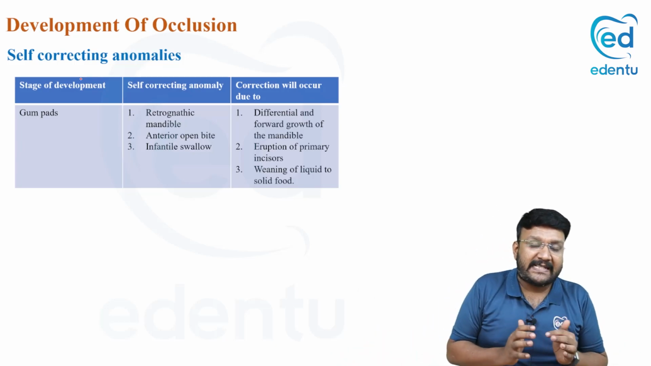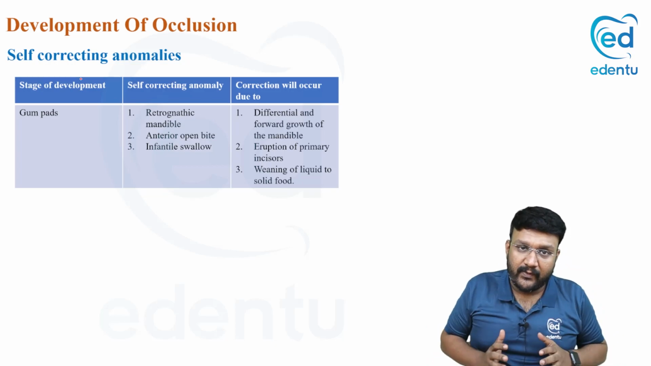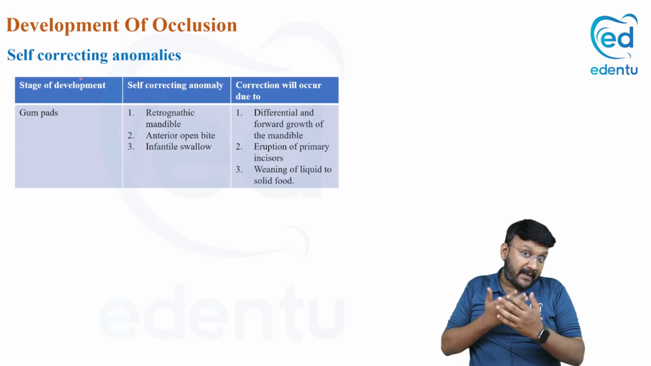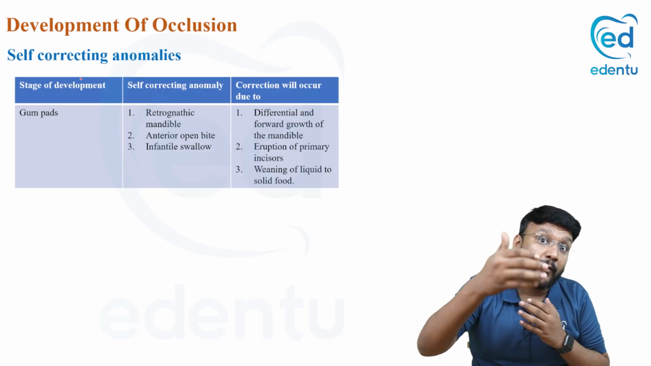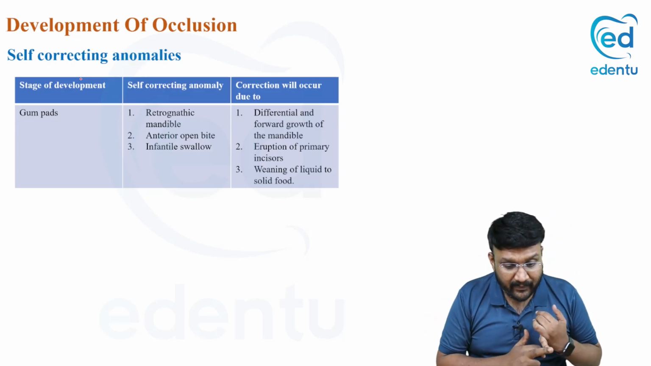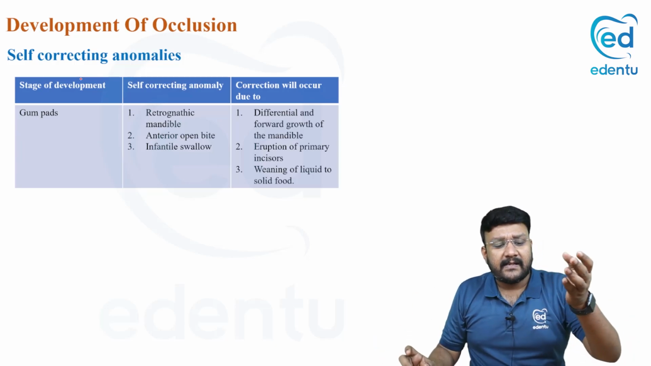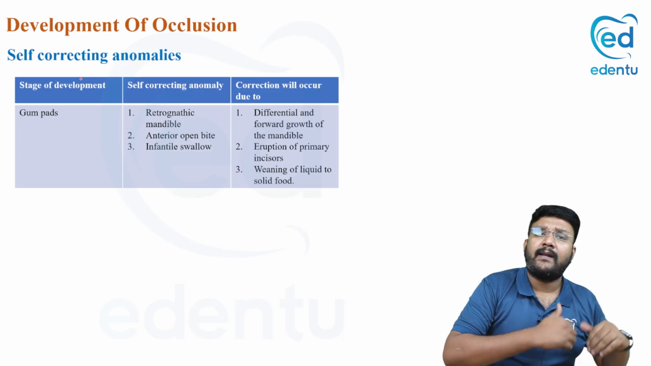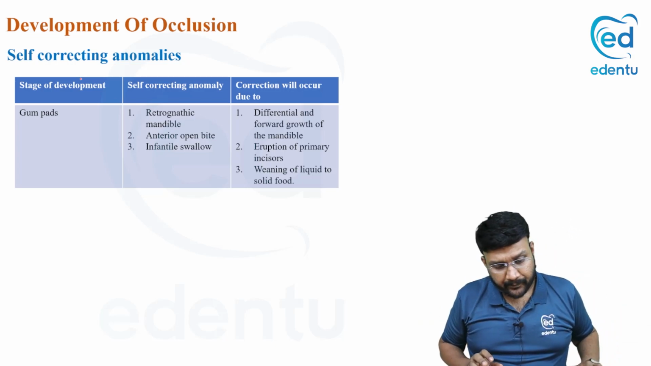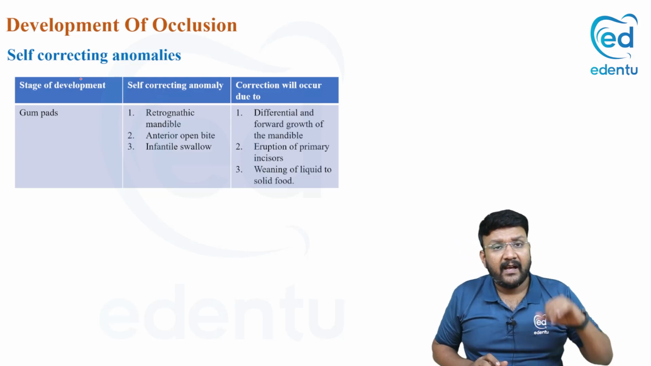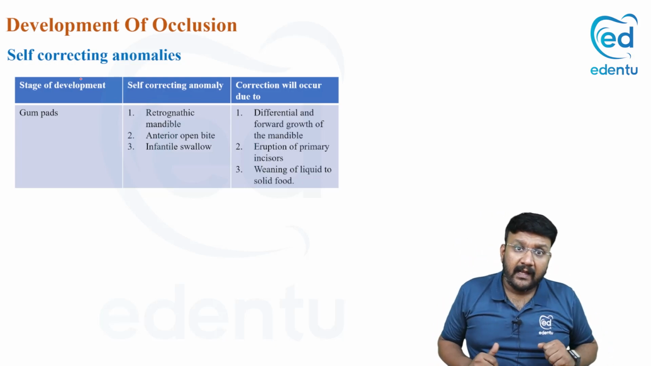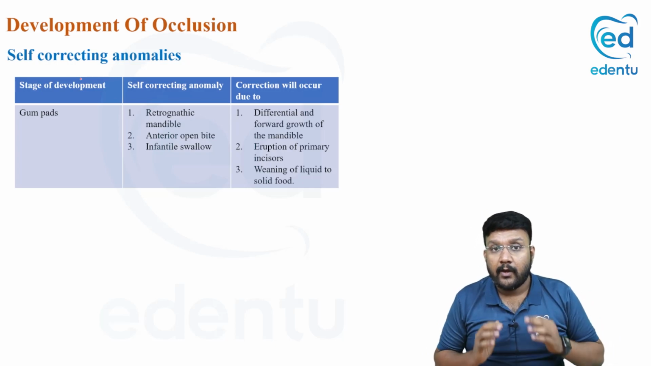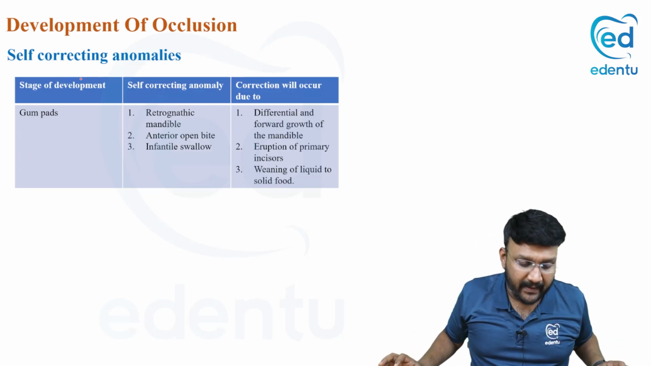So first is the retrognathic mandible. This is one which we see in the predentate stage, which I told you, the mandible will be much behind. You can see maxilla more prominent. So retrognathic mandible, how is it corrected? When there is a differential growth and forward growth of the mandible occurs, the retrognathic mandible will be corrected. Next is the anterior open bite. The anterior open bite will be corrected when the upper and lower incisors erupt. When the upper and lower incisors erupt, automatically the open bite will disappear.